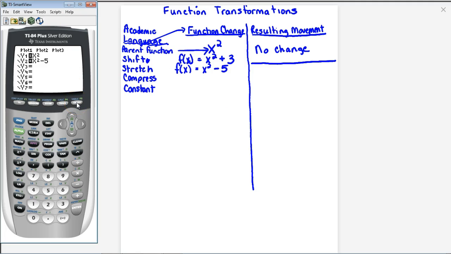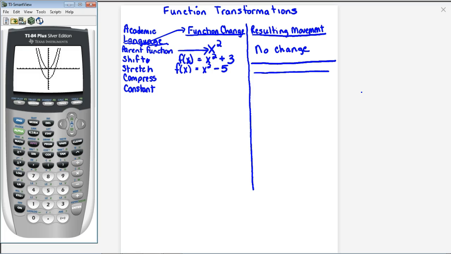And what we're talking about is the resulting movement from the original parent function. So I'm going to leave the original parent function there. There's the original parent function. And as you can see, and you probably already guessed, it shifts down, a vertical shift down by 5. So if you add 3 at the end, it's going to move it up 3. If you subtract 5, it's going to shift it down 5. So please take a moment and write down what the resulting movement was. Pause it. I'm just going to keep going.